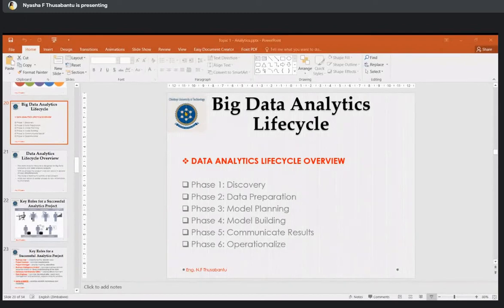So these are the key roles for a successful analytics project. We have 7 people that are a part of a successful big data analytics project. First, we have the business user, and then we have the project sponsor, the project manager, the business intelligence analyst, the database administrator, the data engineer, and the data scientist. All these people have different roles in a successful project.